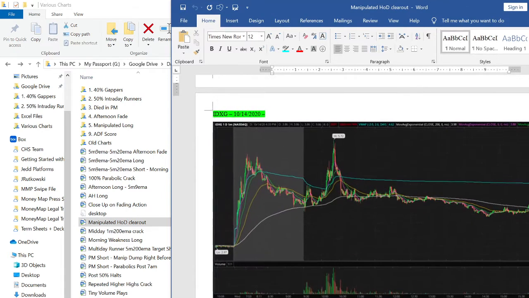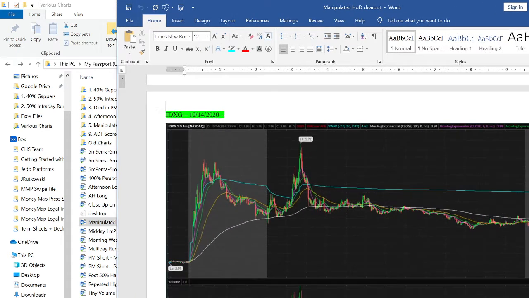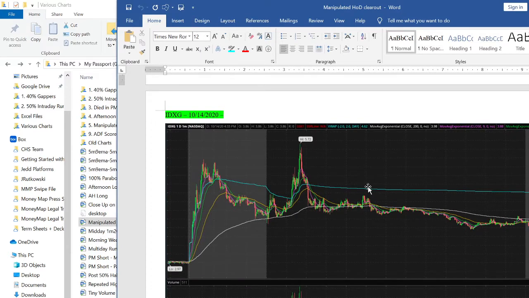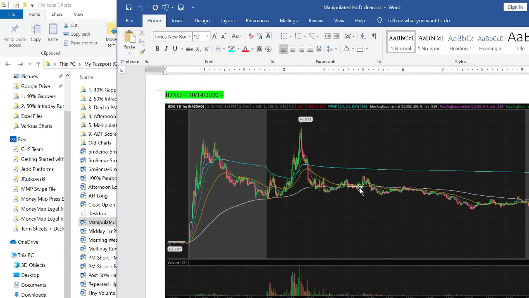So let me try making this bigger so you can see. So the manipulated high-day clearout is, I did some videos, especially my last one on ADAP, about how stocks are manipulated. And what you have to understand about stocks that are manipulated is that usually there's a single player manipulating the stock. So what that means is there's a single person or a very small group of people working together who are providing support for the stock. They're letting it fall to key levels and they're pushing it.